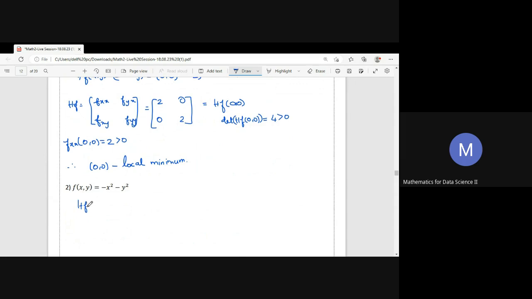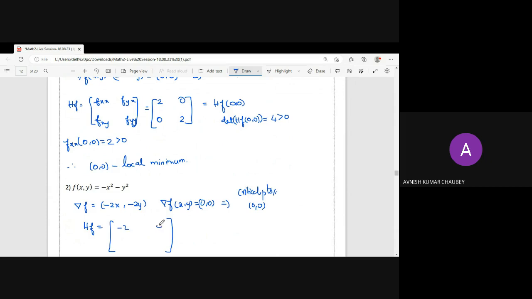Next here, before Hf, what are the critical points? Let's find what del f is for this function. Minus 2x, minus 2y. So now del f of x comma y equal to 0 comma 0 will give you what critical points? 0, 0. It is 0 comma 0 again. So now the critical point is again 0 comma 0. Now what is your Hessian matrix?